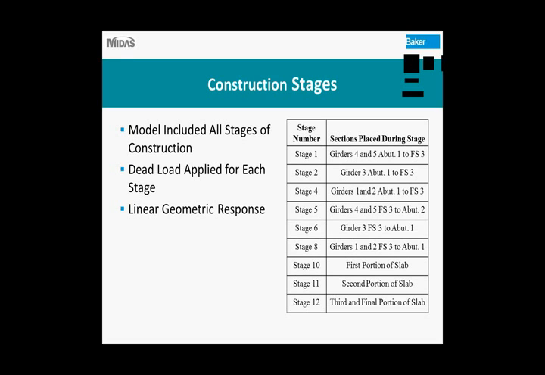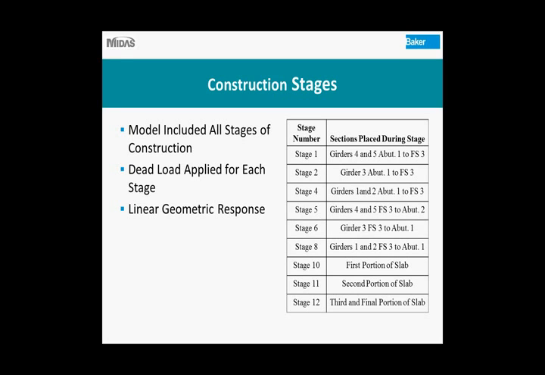For example, for stage 1, girders 4 and 5 from abutment 1 to field place 3 were placed. And then in stage 2, girder 3 from abutment 1 to field place 3 was placed. So our model took care of this. Our model had all these different stages of construction. It first looked at that stage 1 where we only had girders 4 and 5 partially erected, and then in the next stage it dropped in girder 3 from abutment 1 to field place 3.